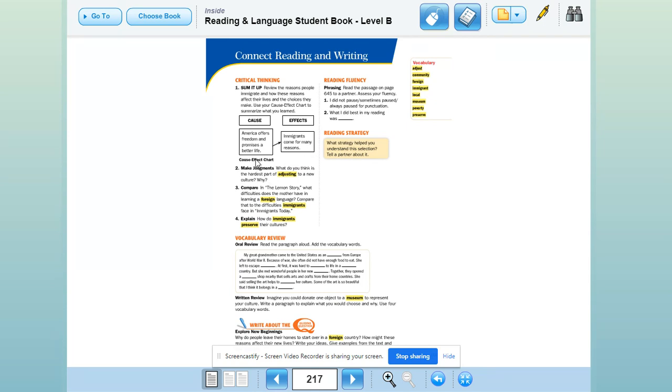Cause and effect chart. So this is called a cause and effect chart.